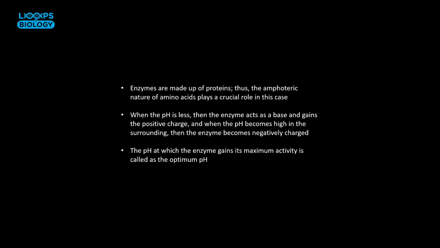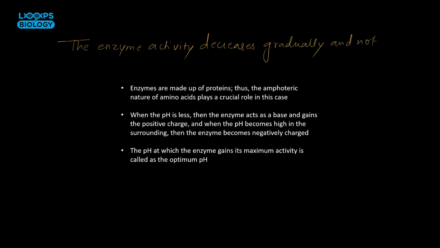Alright, the pH at which the enzyme gains its maximum activity is called the optimum pH. However, the enzyme activity does not drop suddenly, but slowly as the pH is increased. That is because the positive or negative charge is not gained at once, but is added slowly on the structure of the enzyme, right? The enzyme activity decreases gradually and not suddenly in the case of pH.